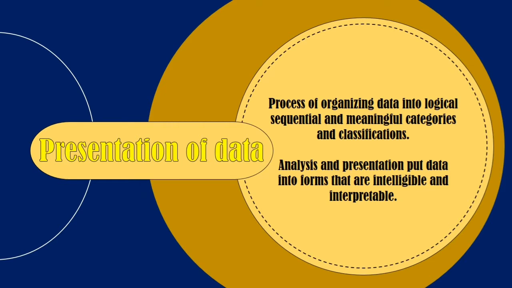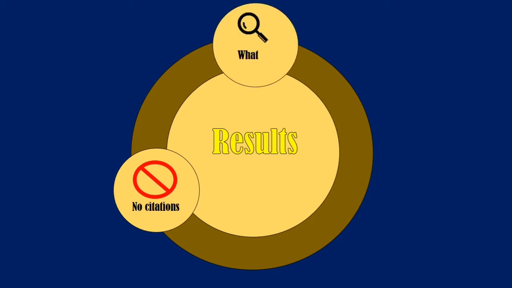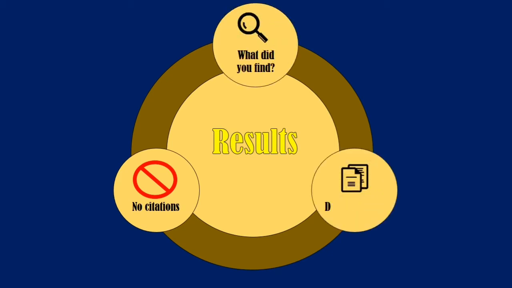So in presenting your results, you have to check what you found in your study. In doing so, there's no need for you to cite literature in this part of your study, but you will just have to describe the results found in your investigation.